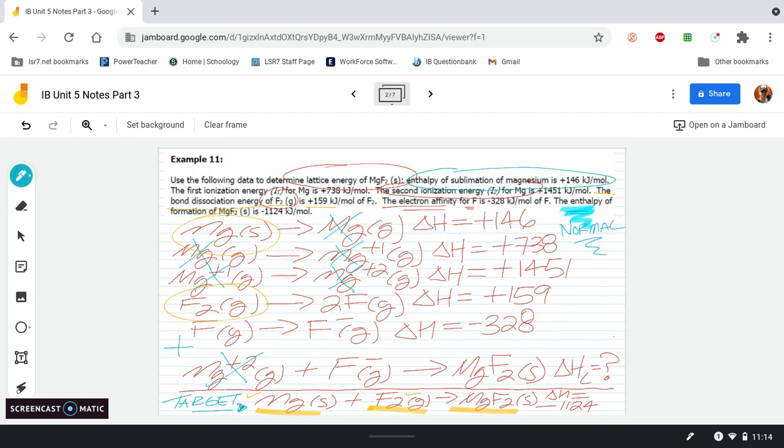But wait a minute, I got 2 here and only 1 there. It doesn't work. I can only cancel 1. I need to cancel 2. So here's where you have to modify. I'm going to modify all of this by multiplying by 2. So multiply that by 2. Multiply this one by 2, like that. And I'm going to multiply this by 2.